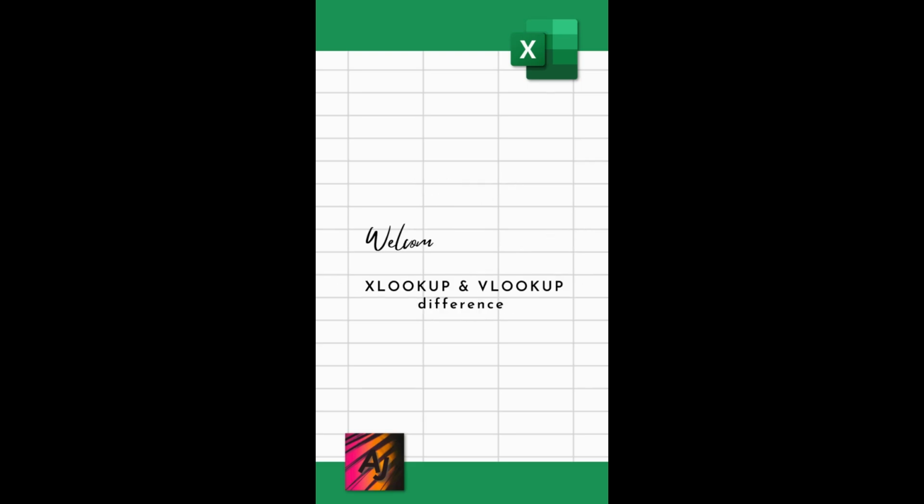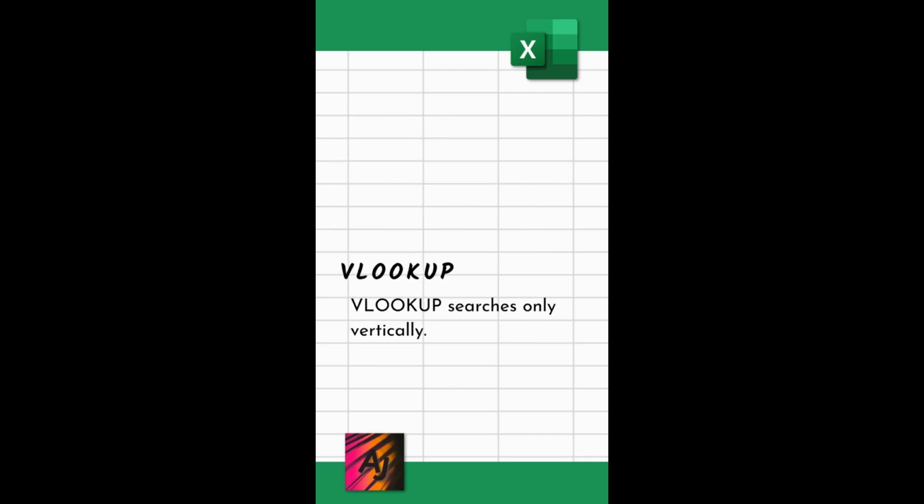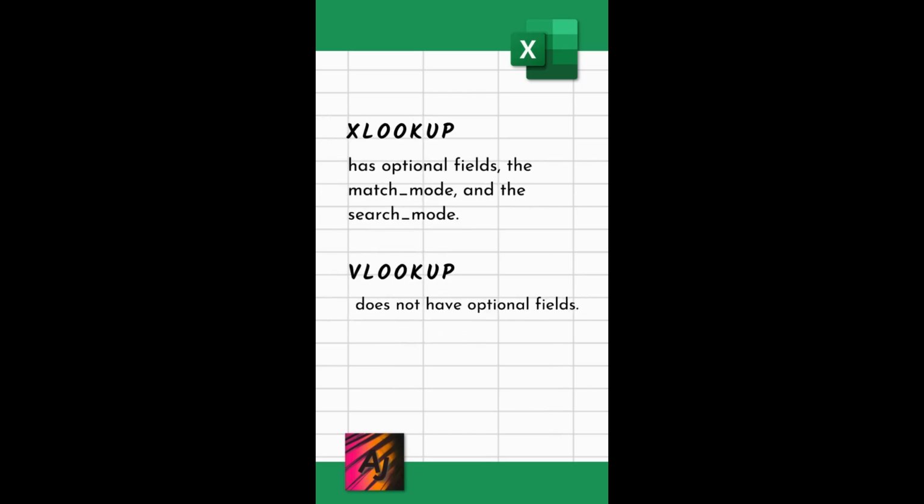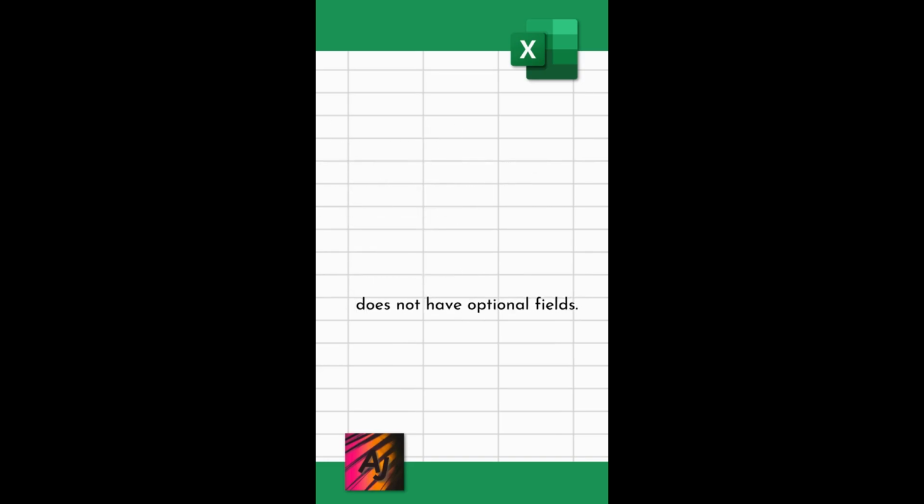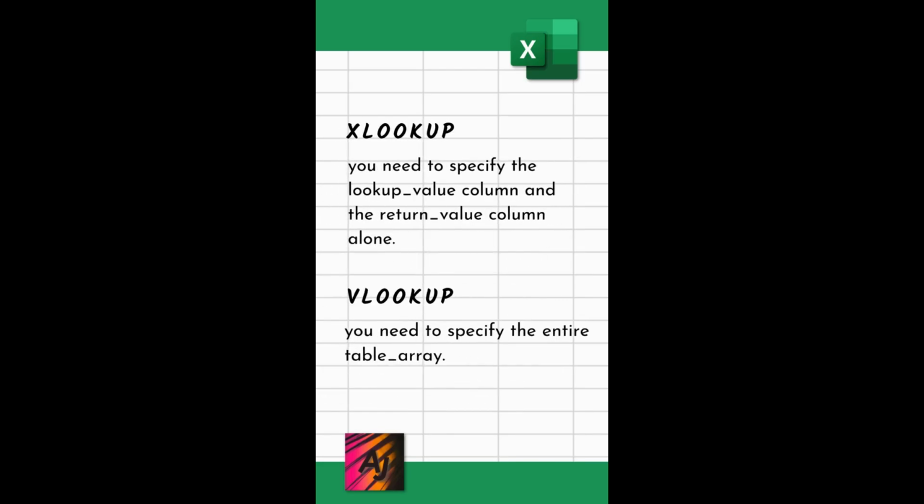Top 5 key differences between XLOOKUP and VLOOKUP in Excel. 1, 2, 3, 4, 5.